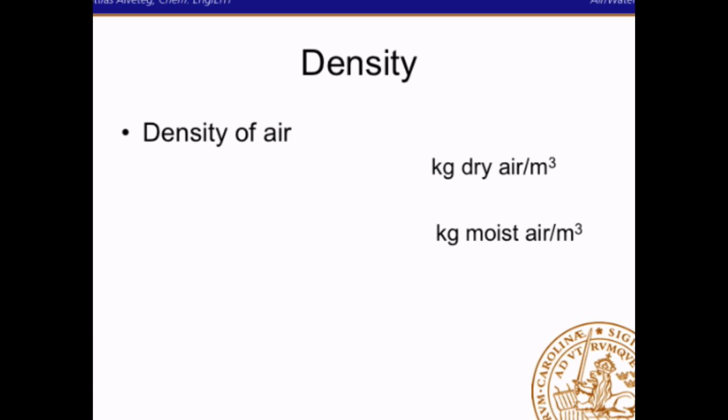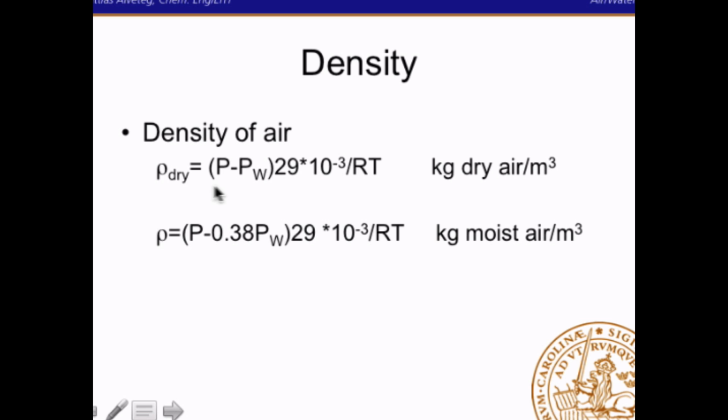For the air-water system, we usually talk about two different densities. We talk about the dry density and the wet density. The dry density is kilogram of dry air per cubic meter total, so cubic meter moist air. And the wet density is kilogram of moist air per cubic meter of moist air. And you have these equations here. So rho dry equals the difference between the total pressure and the partial pressure water, since we deduct the water to get how many kilogram of dry air we have. So it's essentially the ideal gas law, but we take away the water.